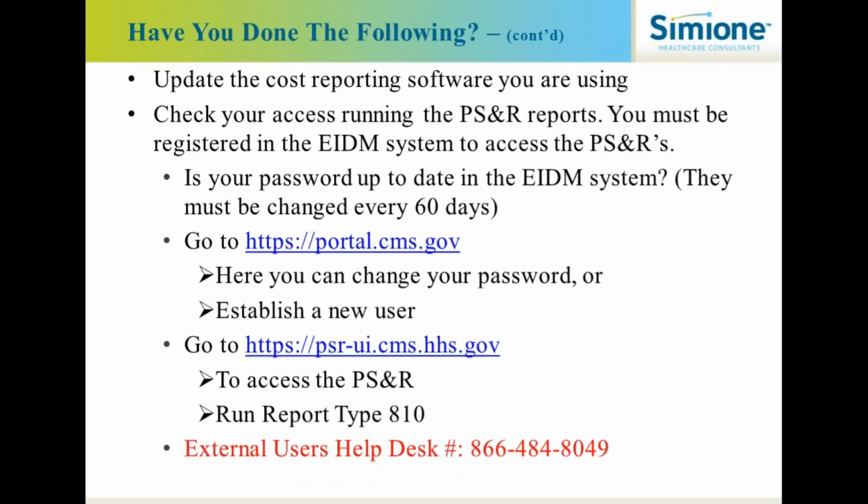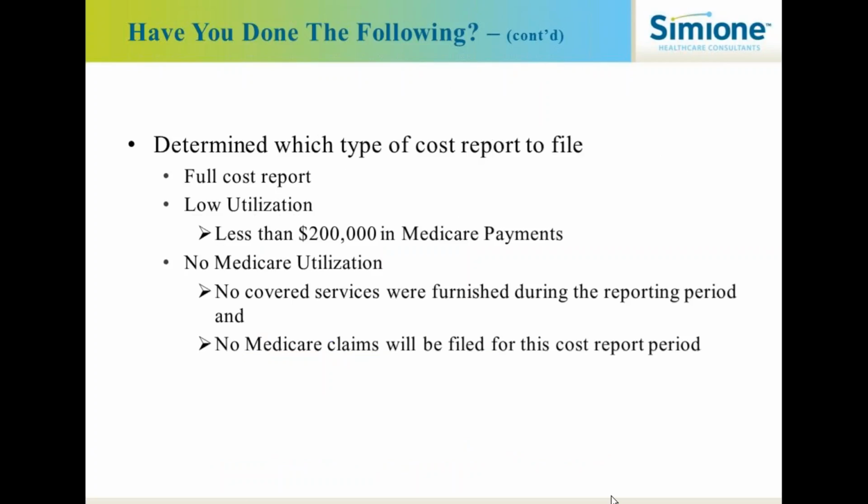Next page, please. Determine which type of cost report to file. Can you file a full cost report, a low utilization cost report, and this is when your revenue is less than $200,000 for Medicare, or a no utilization cost report. And this is when you have no covered services furnished during the reporting period and no Medicare claims will be filed for this cost reporting period. Next slide.